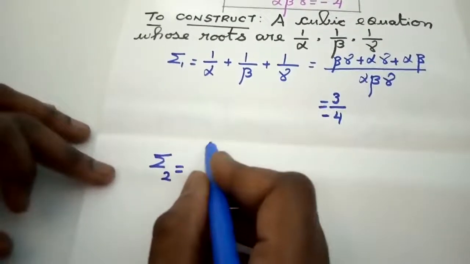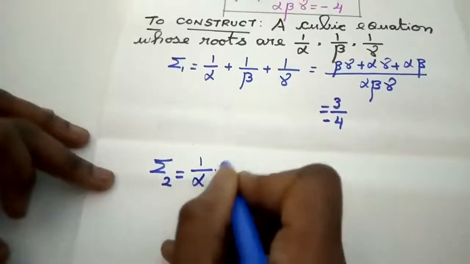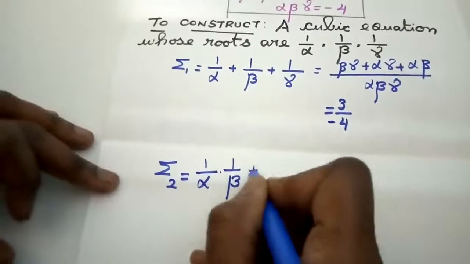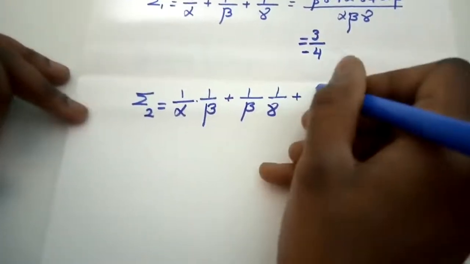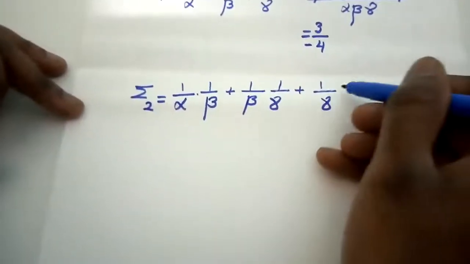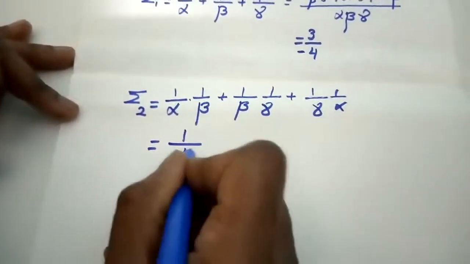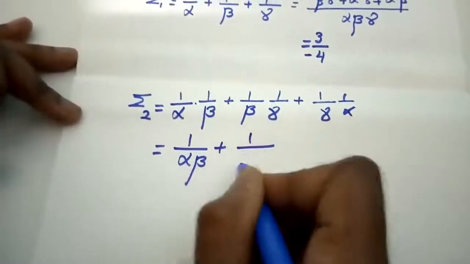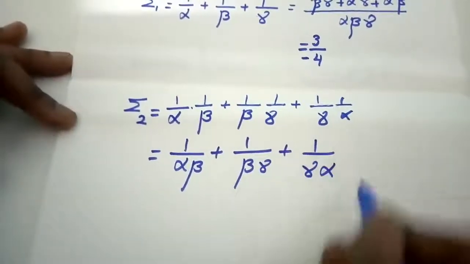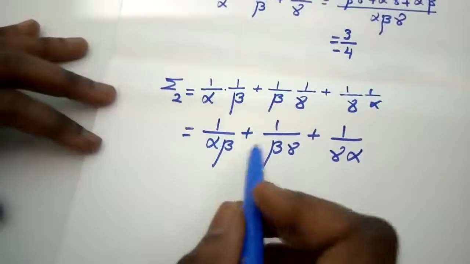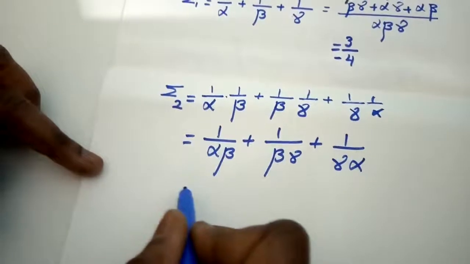we are going to just pair like this, that is 1 by alpha into 1 by beta plus 1 by beta into 1 by gamma plus 1 by gamma into 1 by alpha. So how can I write this one, students? That is 1 by alpha beta plus 1 by beta gamma plus 1 by gamma alpha. Again, if I want to make the denominator same, what is the common denominator I am going to get? Alpha, beta and gamma. I will just do one step further.